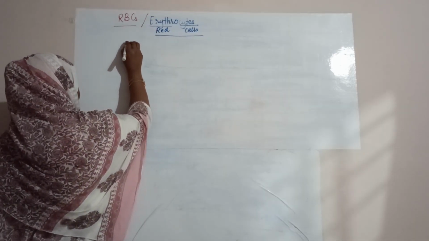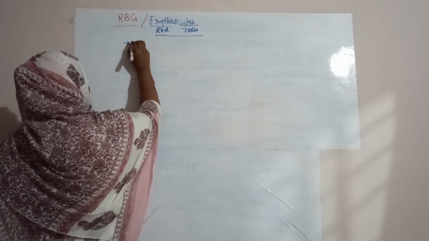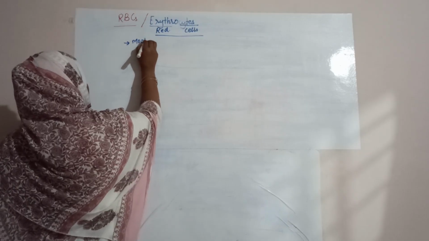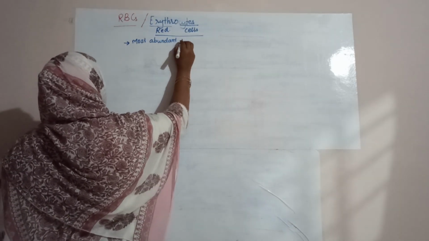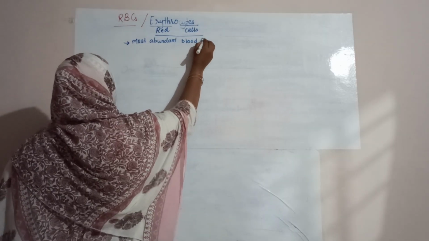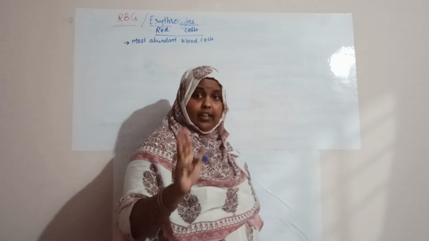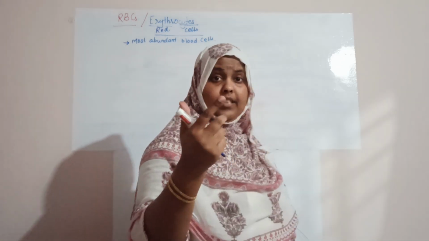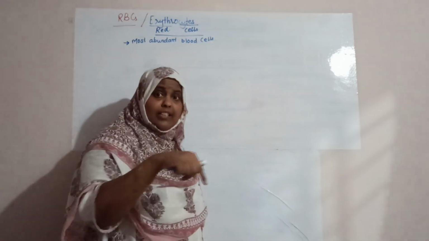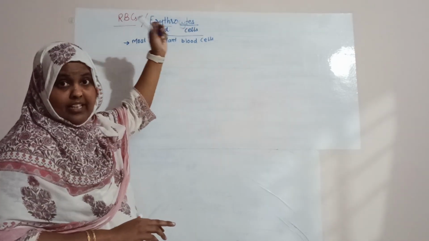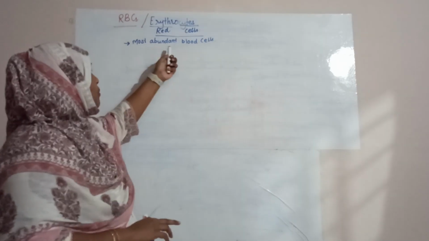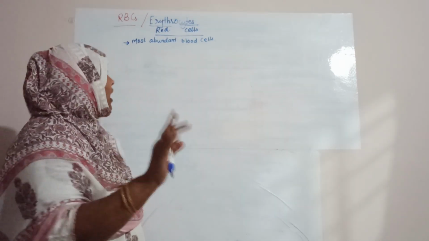In the red blood cell, it means the RBC, is the most abundant cell. RBC is which type? Most abundant blood cell. We just studied how many types of blood cell? Three types: RBC, WBC and platelets. Out of these three, which has the larger percentage of blood cells? Erythrocytes, the RBC. That's why the most abundant blood cell is the RBC.